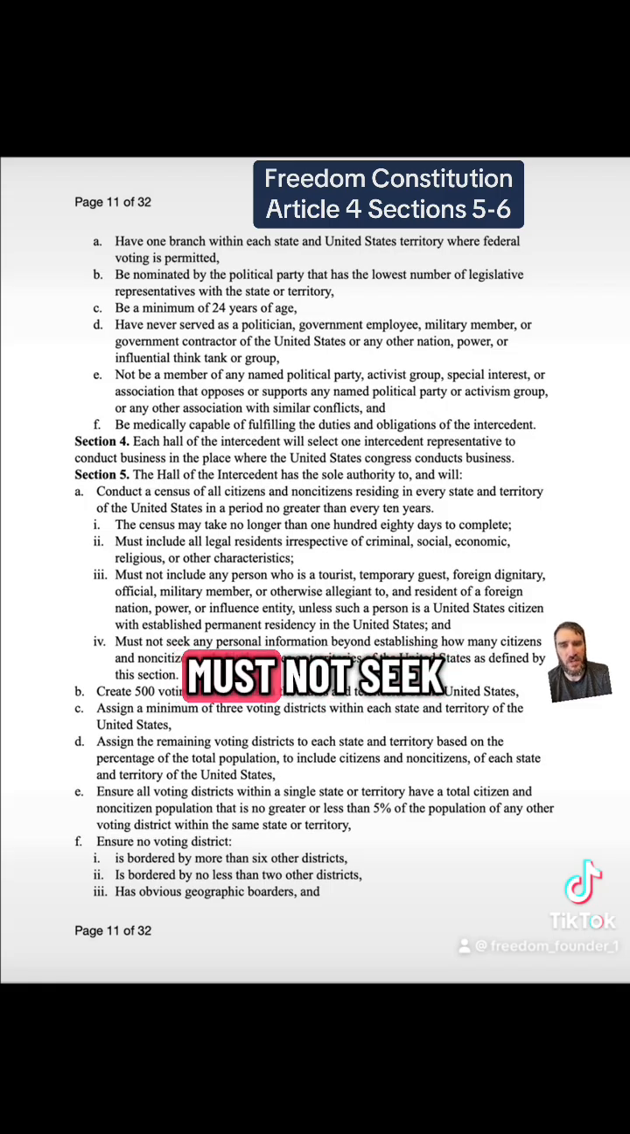And the census must not seek any personal information beyond establishing how many citizens and non-citizens inhabit the state or territory of the United States as defined by this section. So right here we can see that the census is not permitted to collect any personal information. The only job of the census is to count how many people live in each state and territory.